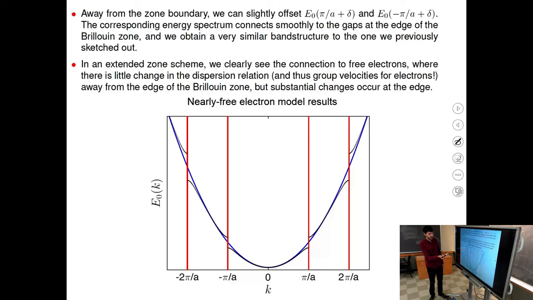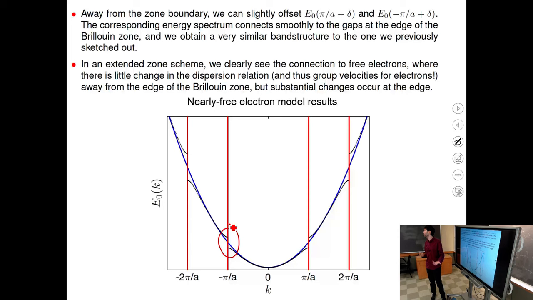So how did we get this result? The blue line is the free electron spectrum. It's a parabola. So that's the dispersion relation of free electrons. And the dotted black lines are the results from the nearly free electron model. So if you just focus on the black lines, you see some of the same features. First of all, you can see the gaps as well. And the gaps are in the same locations at the edges of the Brillouin zone. So that seems to be generic between the two models.